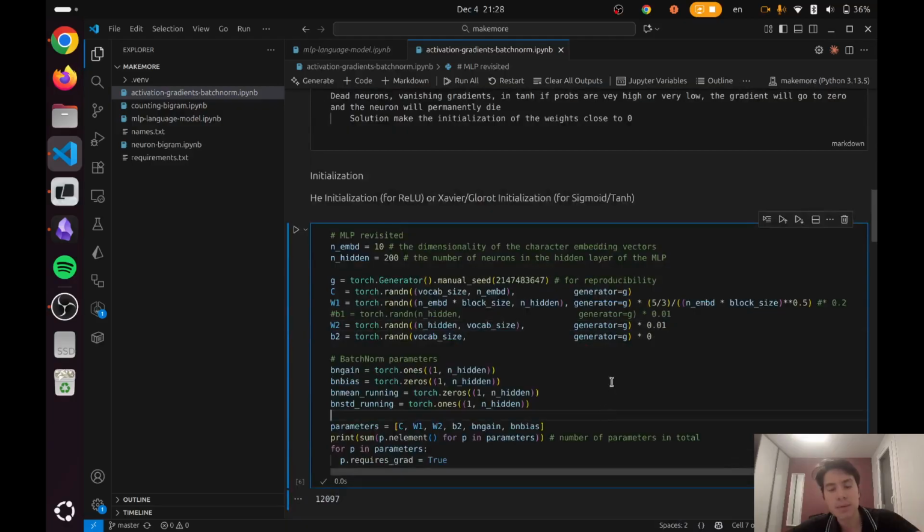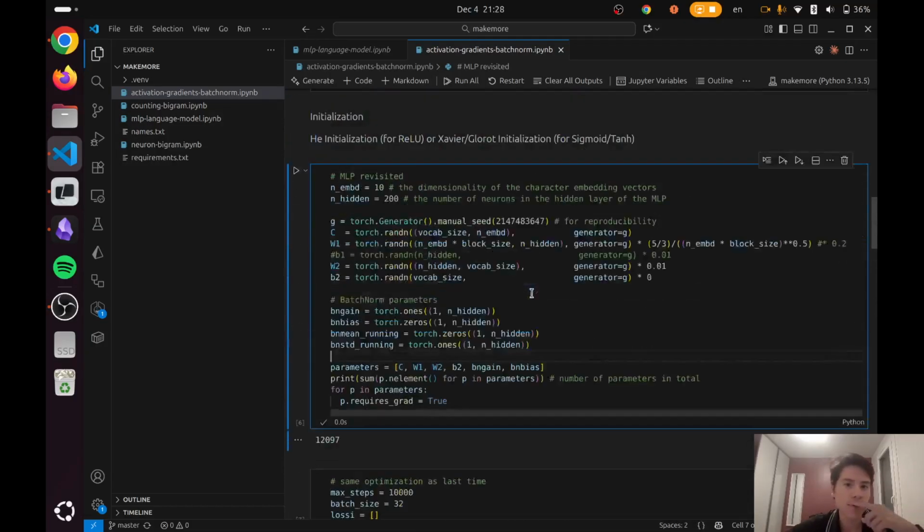And secondly, we have the problem of dead neurons or vanishing gradients, in which basically, before applying a hyperbolic tangent to the hidden layer, if the distribution of the input is very skewed toward the tails, meaning it's either very high or very low, then the derivative is going to be very close to 0. That's the graph of the derivative of the hyperbolic tangent. It's like this. So if it goes to 0, then it's a dead neuron.